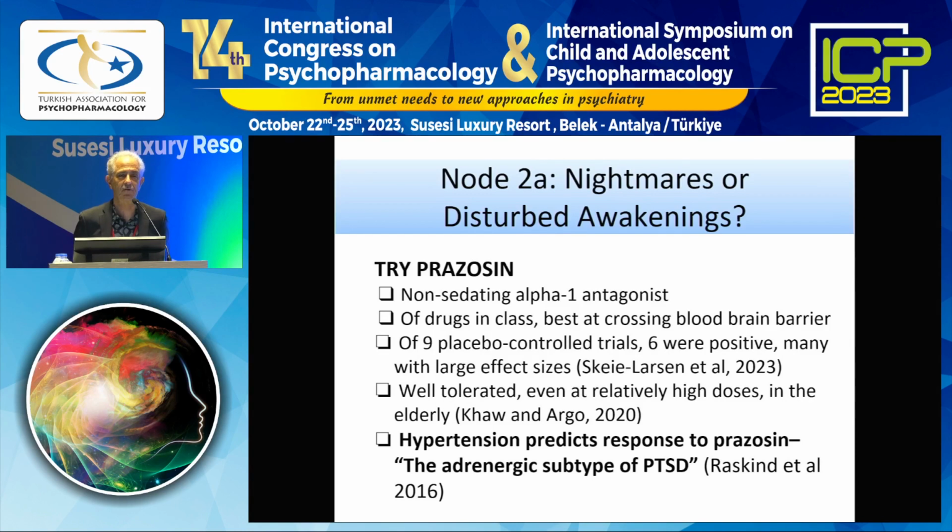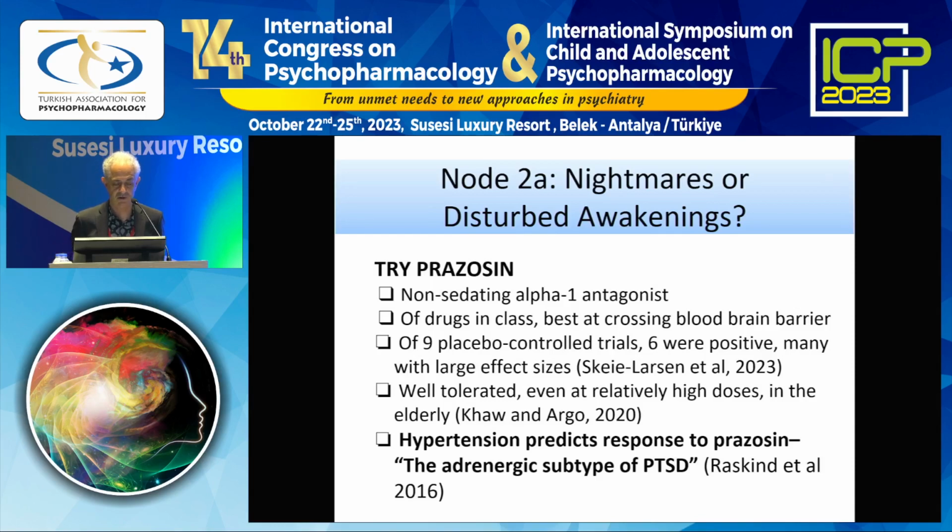There have been 9 placebo-controlled trials to date of prazosin, of which 6 were positive. Many of those were with quite large effect sizes. There was a meta-analysis just this year of all those studies, finding a positive effect size, and it seems pretty clear from the evidence that it works, and it's probably our best treatment. Nothing seems any better. It's well tolerated, even at relatively high doses in the elderly. I often get asked, can you use it in the elderly? Won't they have low blood pressure and so on? Well, it seems that you can.